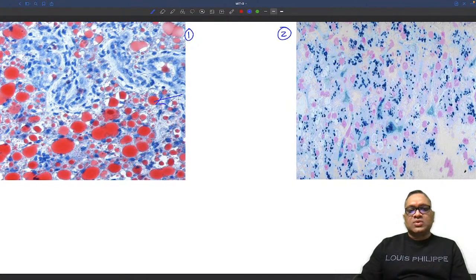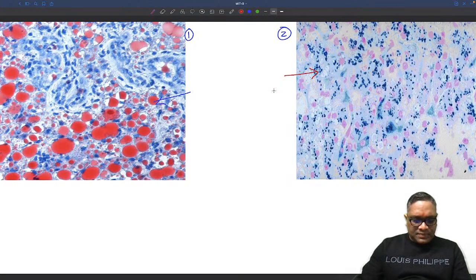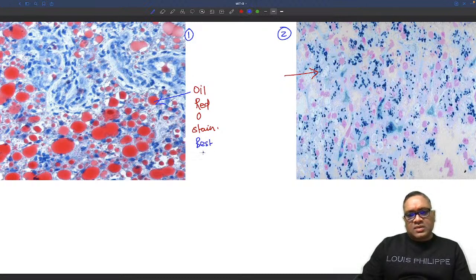Now you are seeing the red color. Can you tell me which one is the oil red O stain, and which one is the Pearl's Prussian blue stain? Right, so this one, where you are seeing the red color deposits, these are the oil, and this special stain is oil red O stain. And remember, this oil red O stain is the best stain to identify fat in frozen section.